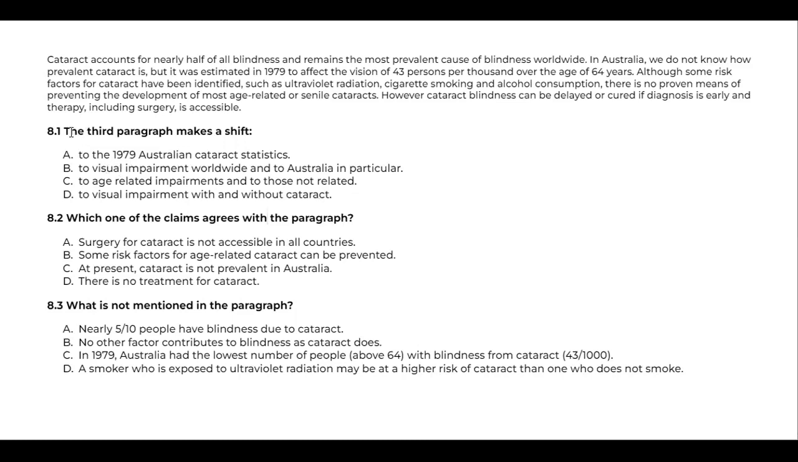I can help you with the first one, 8.1. The question is, the third paragraph makes a shift. What's the meaning of makes a shift? It is moving from A to B. It is making a shift from A to B. From this paragraph, you can see here, what is the first idea discussed here and what is the second idea discussed here. So are you seeing something like 1979 Australian cataract statistics? Is it moving from that? Or is it moving from this or this one? This one, check it. If you find this very difficult to answer, leave it and go to 8.2 and 8.3.